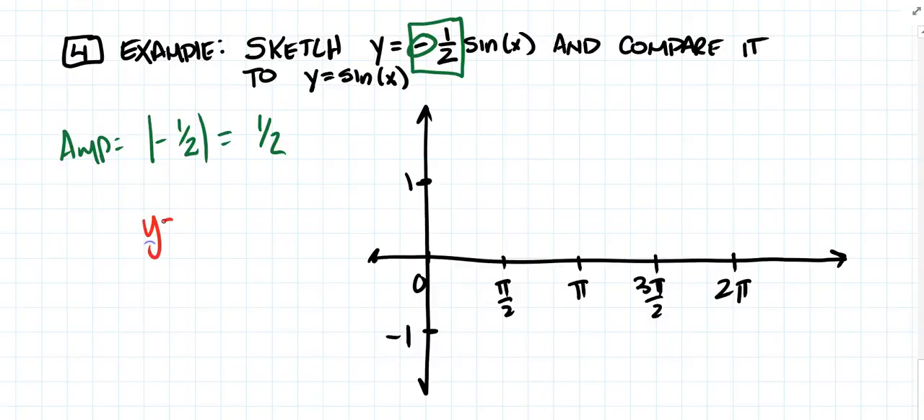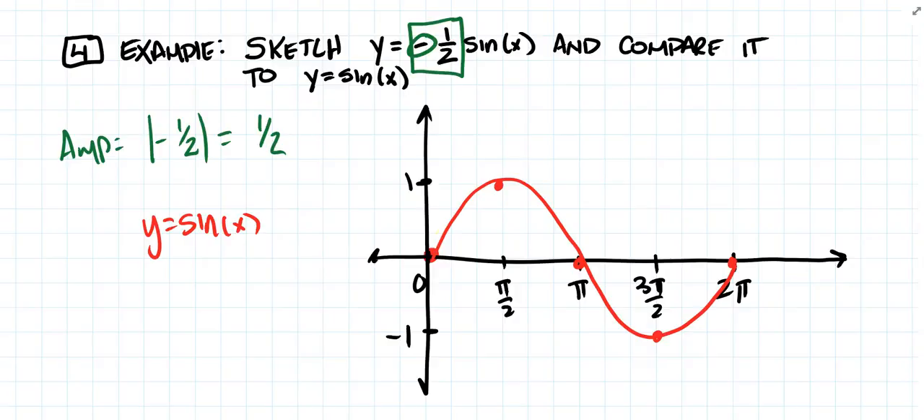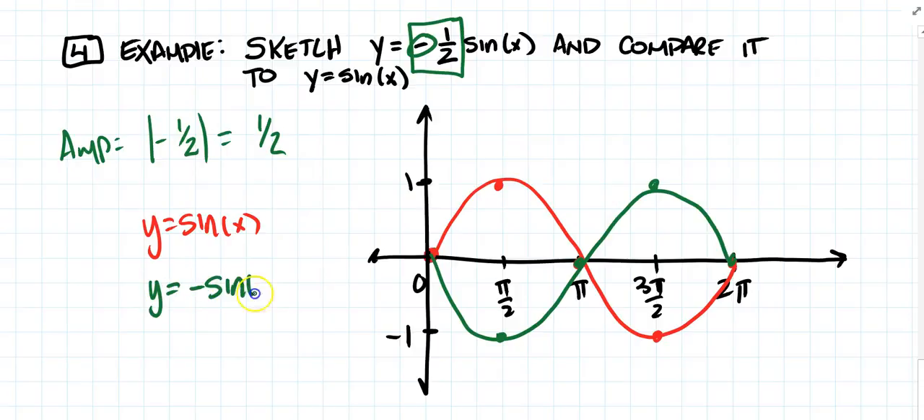So for the graph of y equals sine of x, here are my 5 basic points: (0, 0), (pi over 2, 1), (pi, 0), (3 pi over 2, -1), and then 2 pi. So here is the graph for sine of x. And now for the graph of -1/2 sine x, I'm going to have a reflection. So this point stays there, this one goes to here, this one goes to here, this one reflects to there, and that one goes there. So I have a reflection of the graph. Remember, anytime there's a negative out in front, it's going to reflect over the x-axis. So my green graph would be y equals the negative sine of x.